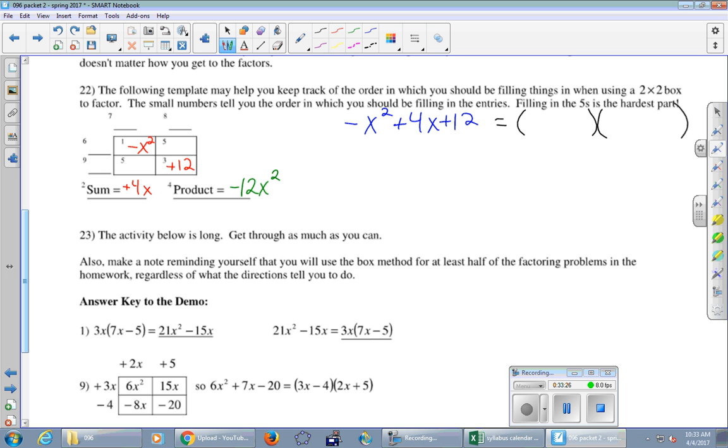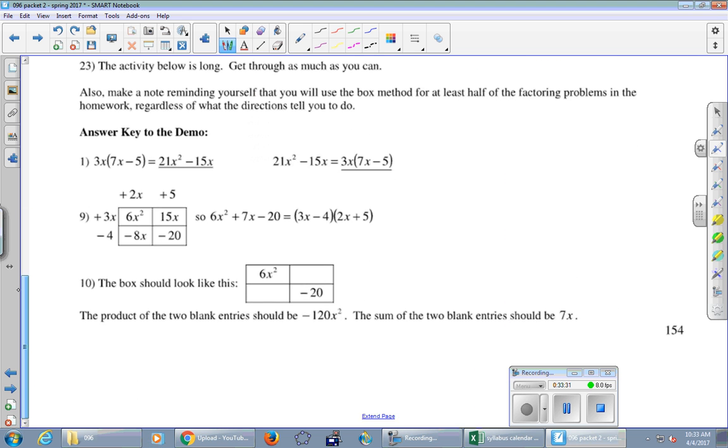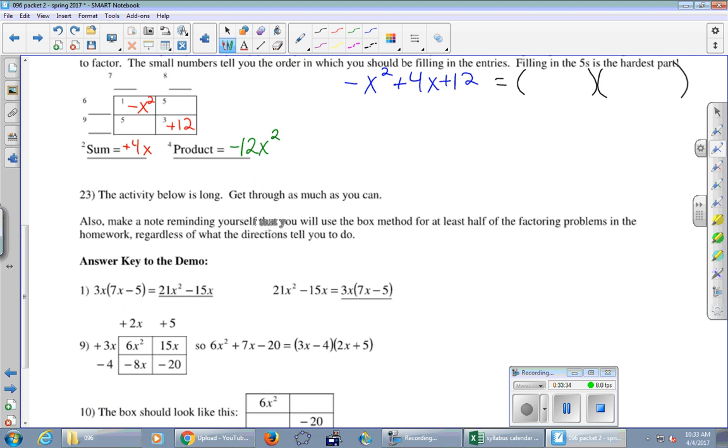Here we go. Don't quite have enough room. All right, we'll just go right here. Okay, so we're looking for things whose product is negative 12x squared. I always start the same way. 1, and then whatever else. 1 times what? Negative 12. Let's pause for a second. If you multiply those, do you get negative 12x squared? You do not. You get negative 12. We need to make it so that it's still x squared.